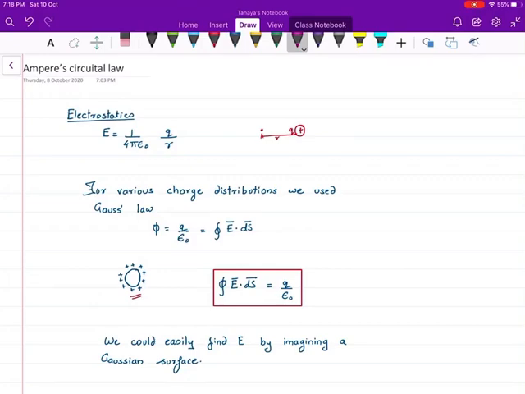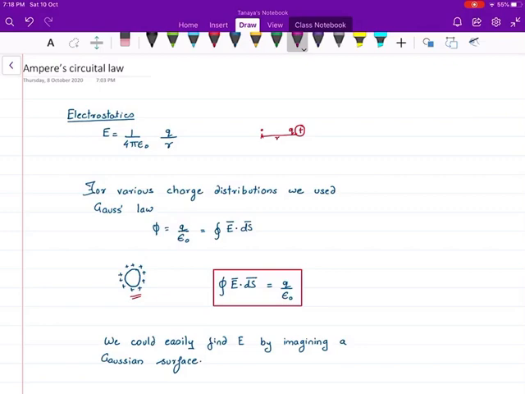Hello students. Today we are going to study about Ampere's circuital law. It is very much similar to the Gauss law in electrostatics. In electrostatics you had studied that to find the electric field intensity you can use Coulomb's law. Is it not? Using Coulomb's law we can find out the electric field intensity.